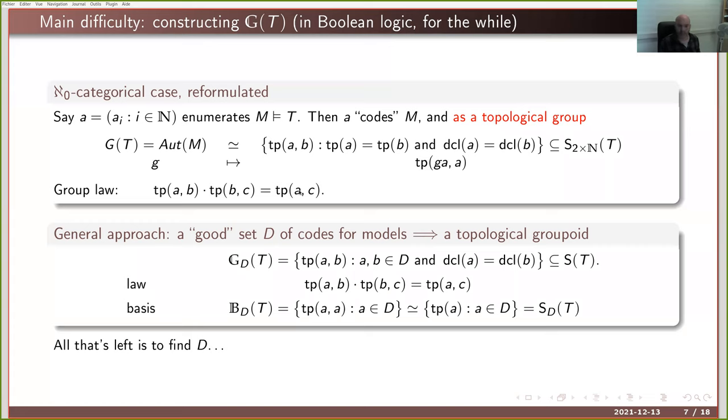Leave that aside for a second. What do I mean by codes? Basically, enumerations, or the DCL of the code should be the model or something like that. Okay, so I get a topological groupoid by taking, again, exactly the same thing. I take all types of two codes for the same model. And well, that's it, basically.